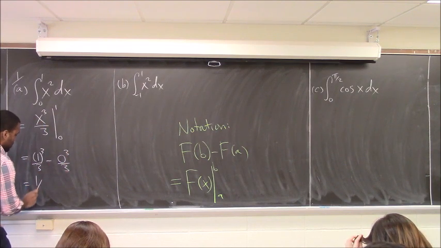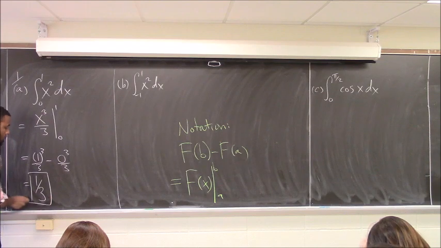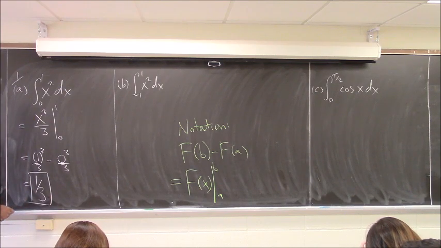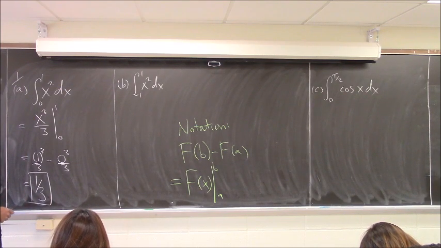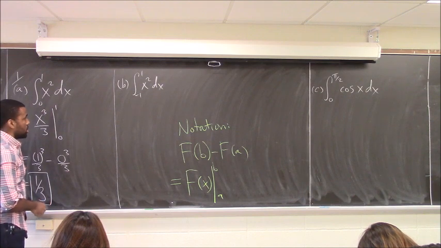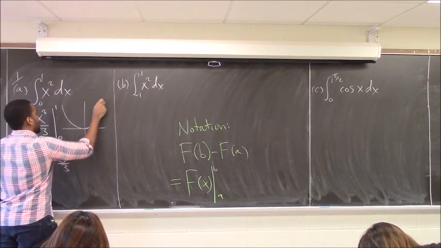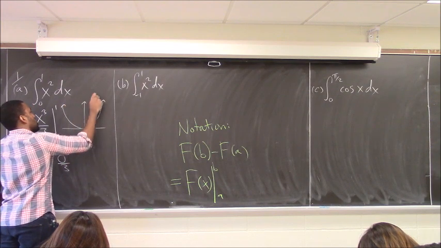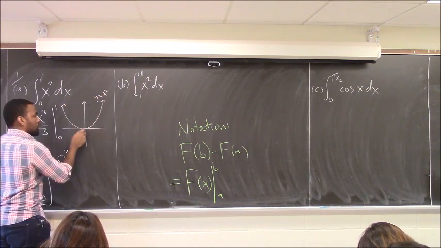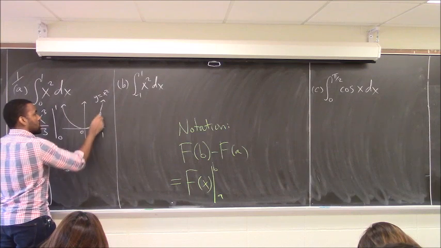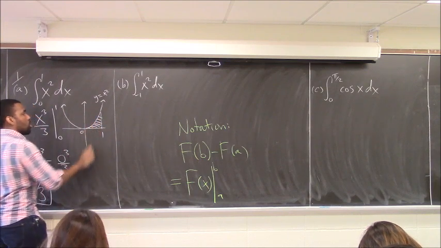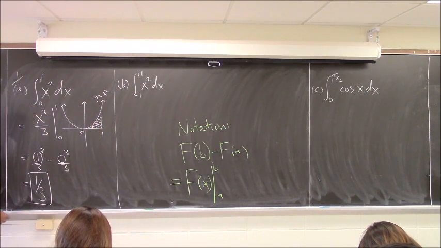And of course the answer here is 1/3, which we actually computed the long way using a limit of a Riemann sum. So the interpretation of that 1/3 is that if you have the graph y equals x squared, and I ask you what is the area under that graph between 0 and 1, the answer would be 1/3.